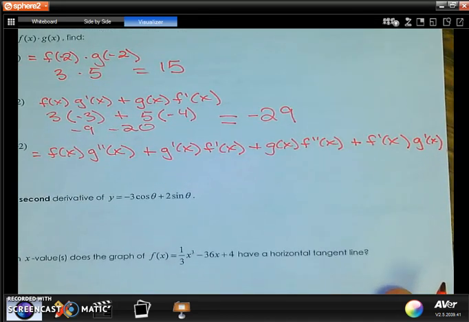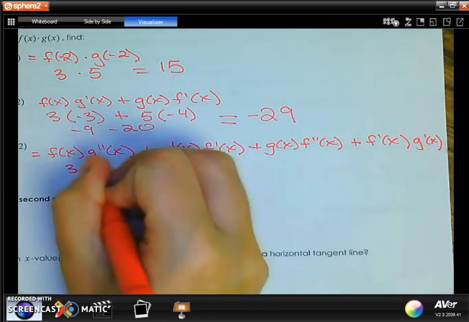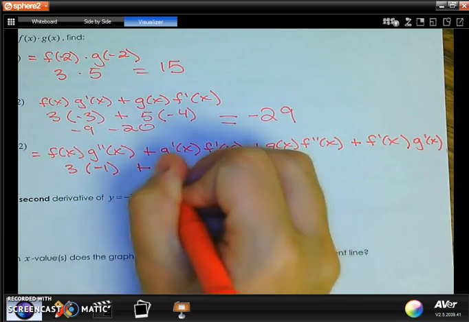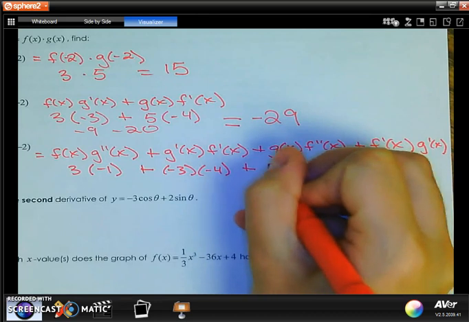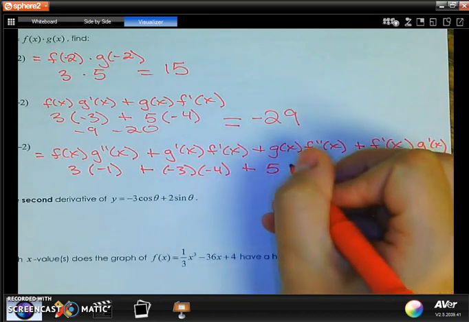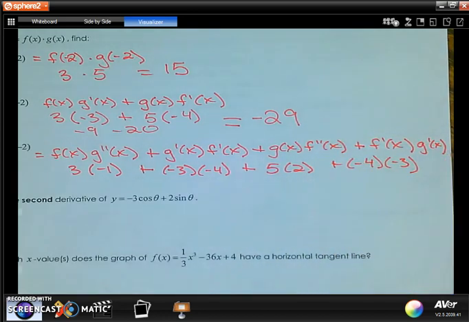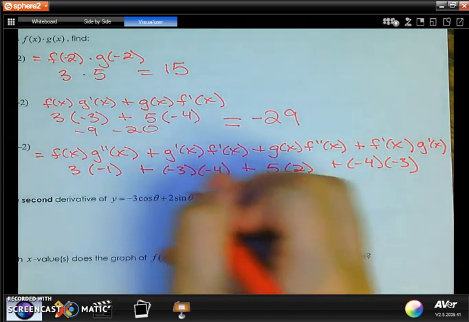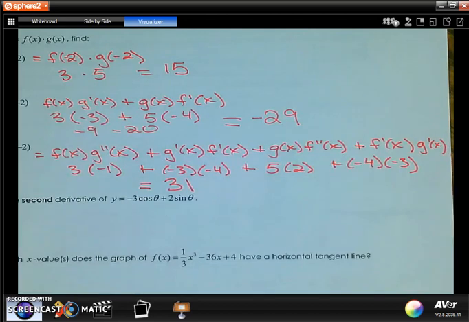And again, now you're just evaluating, you're plugging in -2 for all of these things. So when you plug this in, that'll be 3 times -1 plus -3 times -4. And then I've got g of -2 is going to be 5 times 2. I've got -4 and a -3. So if you clean that all up, I don't have the room, I'm just going to say that that's going to be 31. Okay, when you clean it all up.